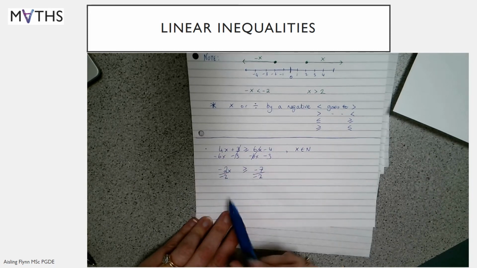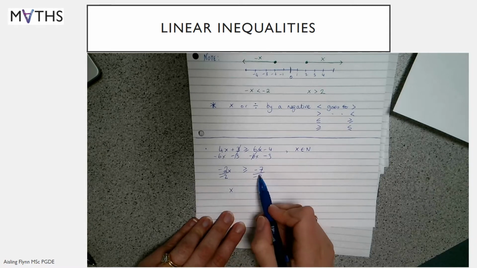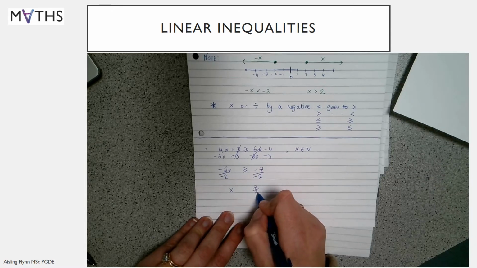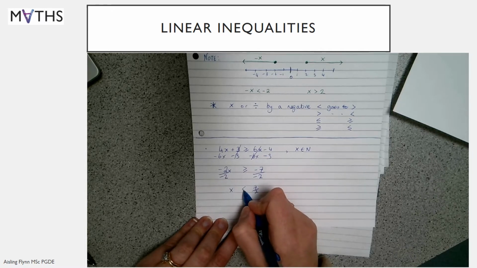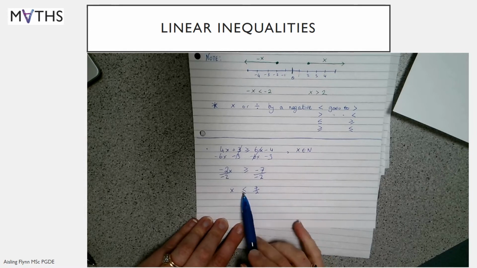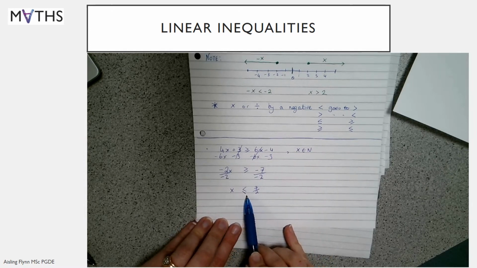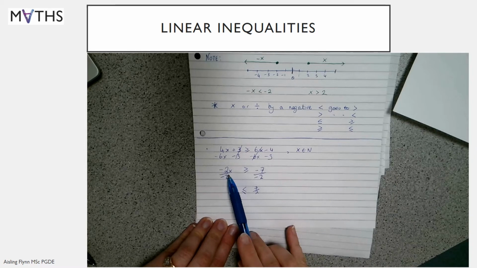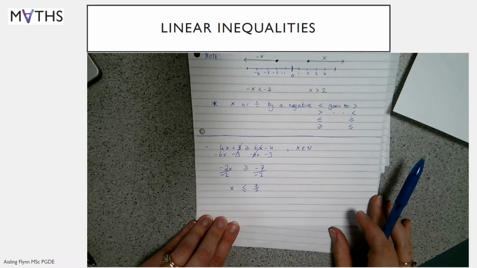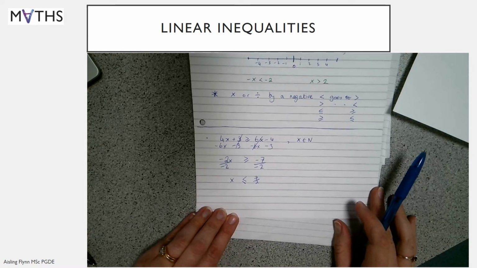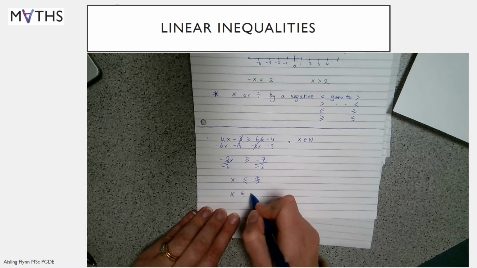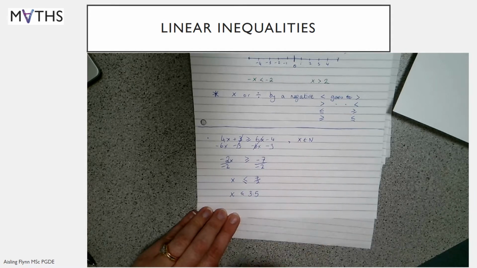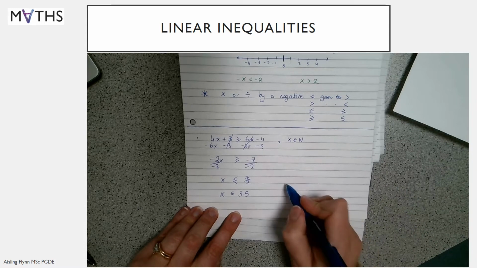And so I get positive x, and I get positive 7 over 2, and I've divided by a negative, so my inequality sign switches around. That's because I was changing from negative x to a positive x, and remember it reflects in 0. So what is 7 over 2? If it helps, you can change that to 3.5 for your number line.